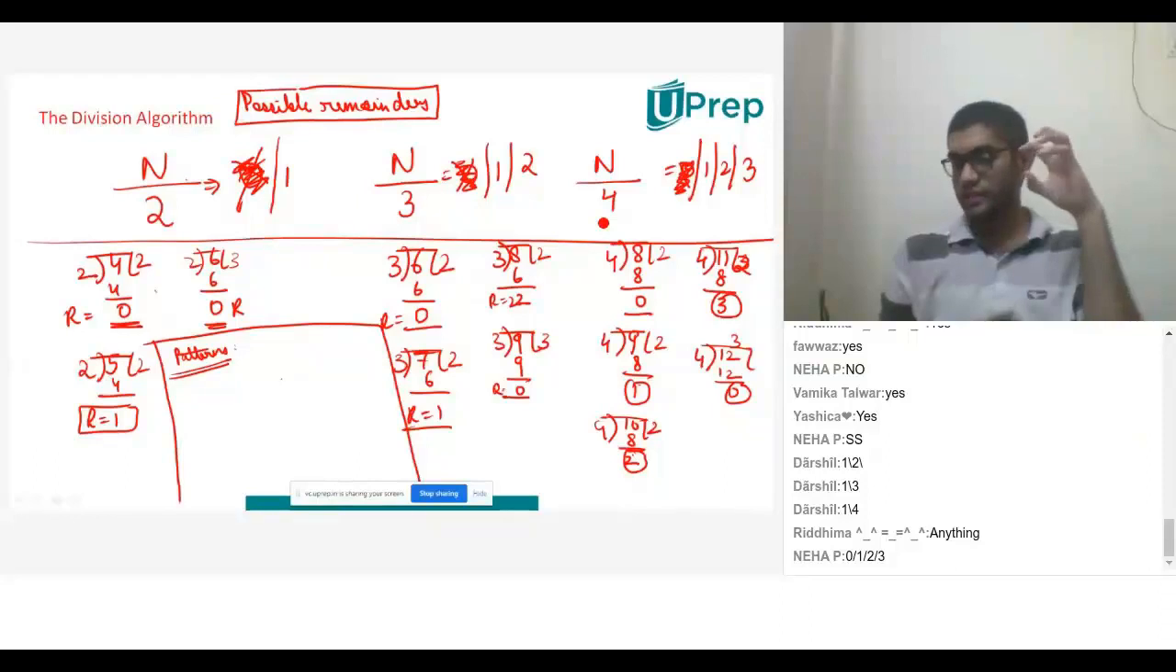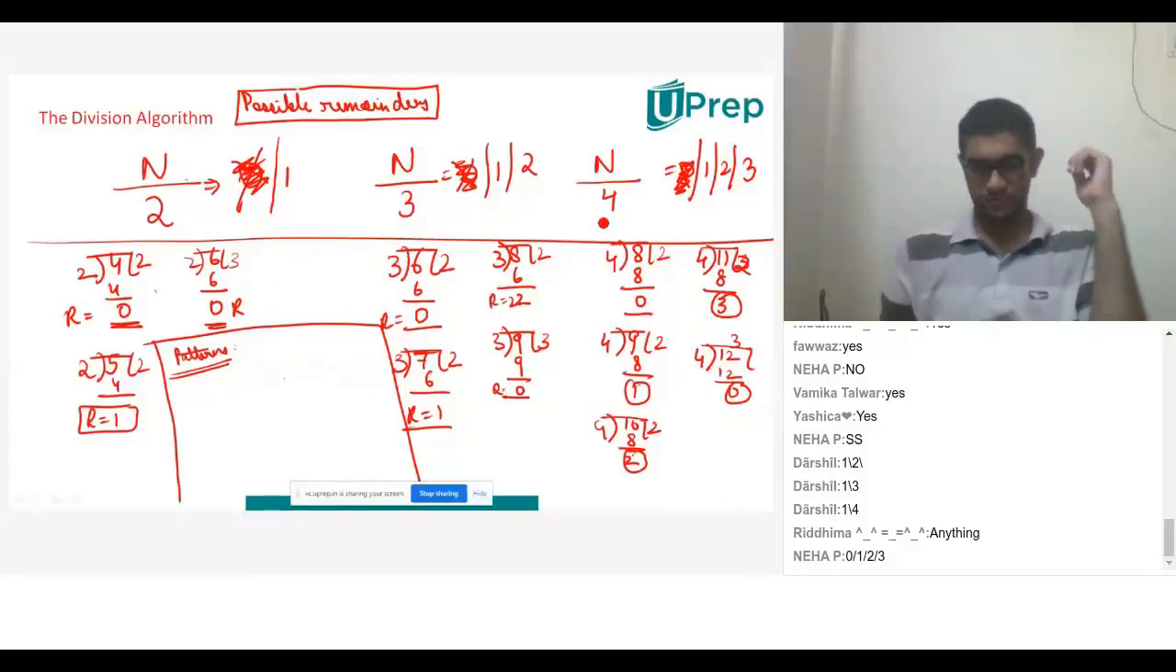Good, good. Anything else from any other point of view that you can look at? When we do it with 2, it's 0, 1, and with 3, it is 0, 1, 2. Those are the possible remainders. Correct. Anything else that you can look for?